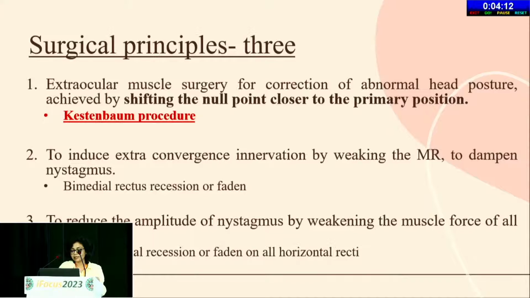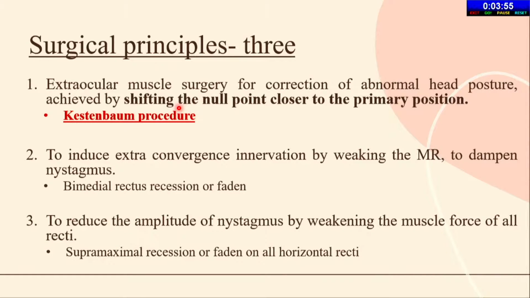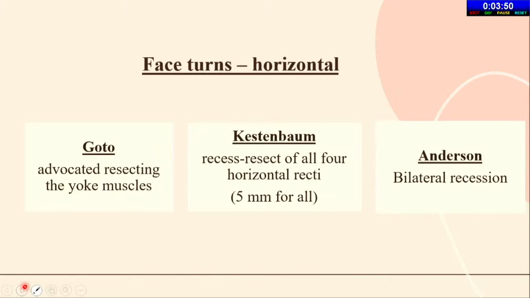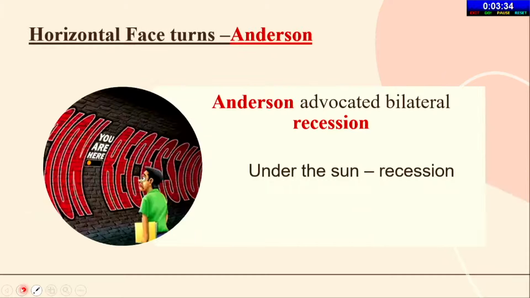So, coming to the surgical part, the main principle is extraocular muscle surgery for correcting the abnormal head posture, achieved by shifting the null point closer to the primary position. And this is the principle on which the Kestenbaum procedure is based. So for the face turn, especially the horizontal face turn, we have the Goto, Kestenbaum and Anderson procedures. Goto advocated resecting the yoke muscles. Anderson advocated the recession of bilateral yoke muscles. And Kestenbaum is recession and resection of all 4 horizontal muscles.